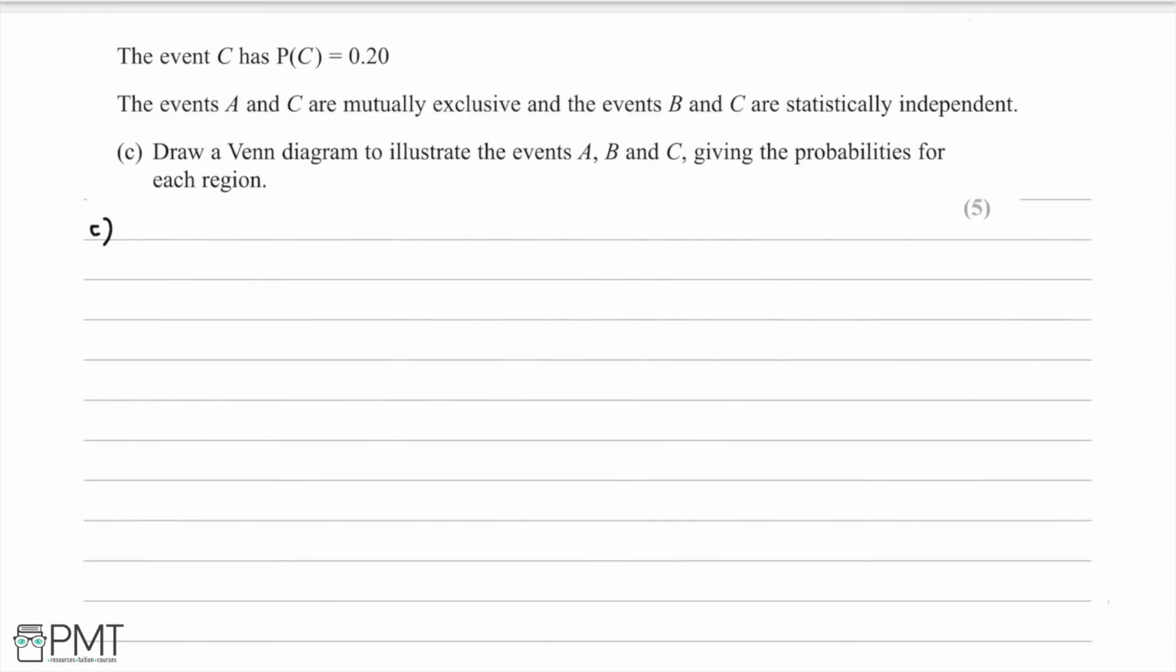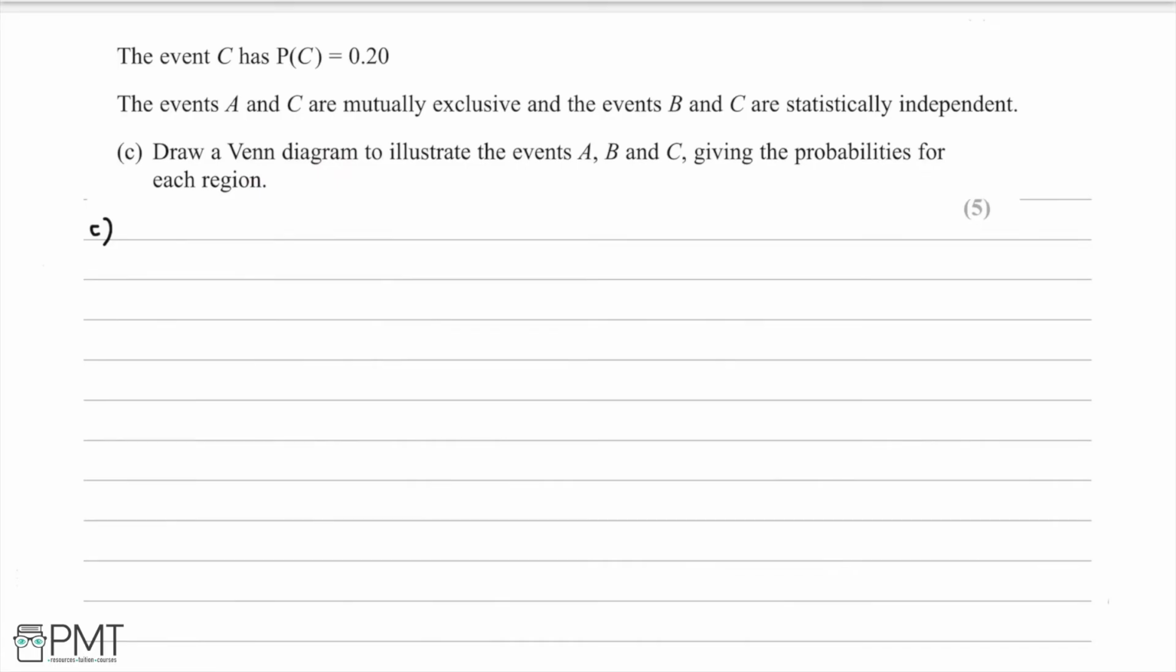For part C of this question, we're told that event C has the probability of 0.20, and we're told that events A and C are mutually exclusive and the events B and C are statistically independent. What we're asked to do is to draw a Venn diagram to illustrate the events A, B and C, and to give the probabilities for each region.